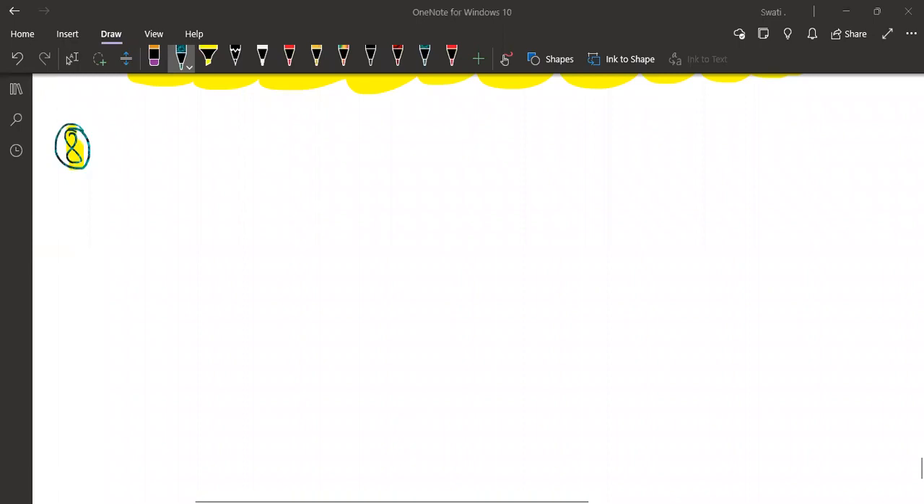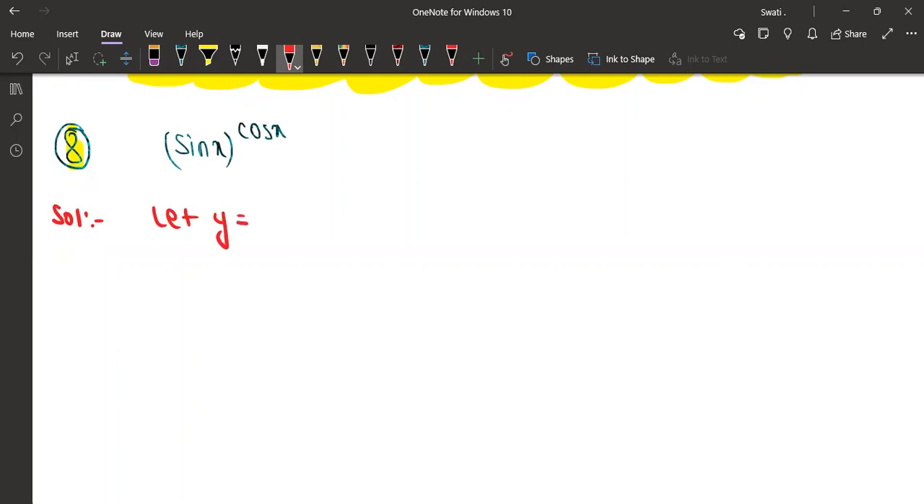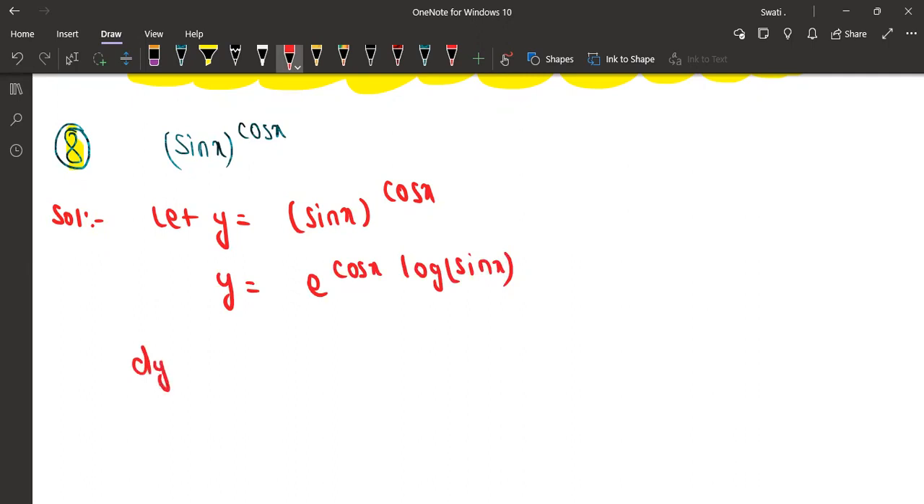so the next question we have is, we have to differentiate sin x raised to cos x. Same thing again, we will take this function as y. So let y is equal to sin x raised to cos x. Again, using the property of log, we can write this as e raised to cos x log sin x. Now we will do the derivative.